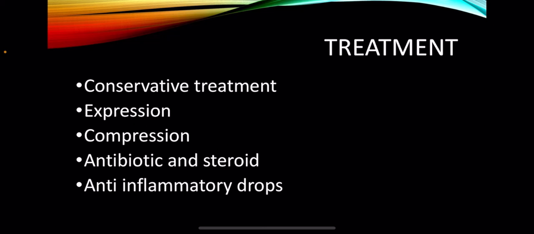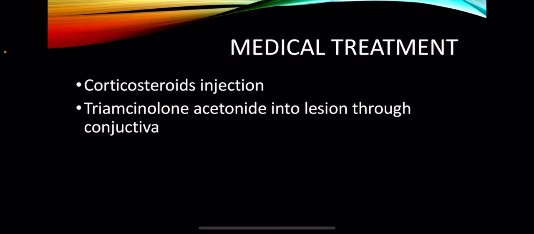And after that, we give anti-inflammatory drops like NSAID drops to decrease the inflammation. After that, the medical treatment is a corticosteroid injection. It is used in the marginal Chalazion. Whenever a marginal Chalazion is present, which is a Chalazion of the duct of the Meibomian gland, we give the corticosteroid injection.